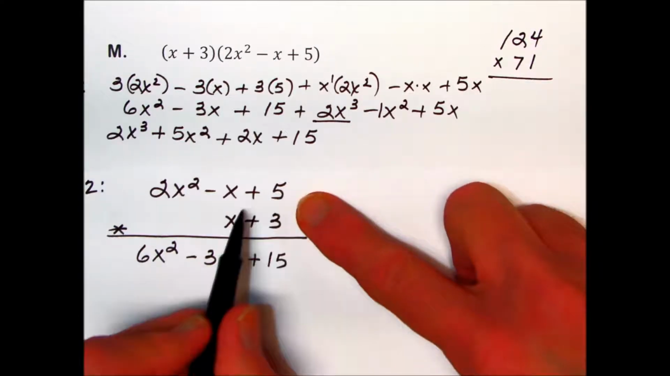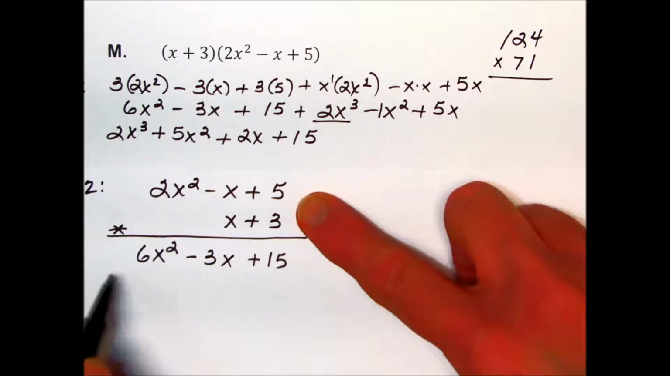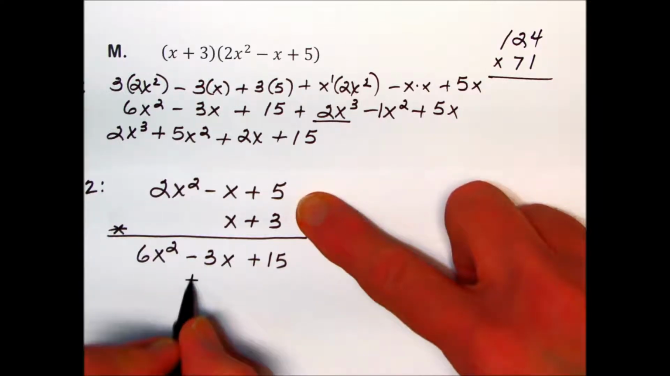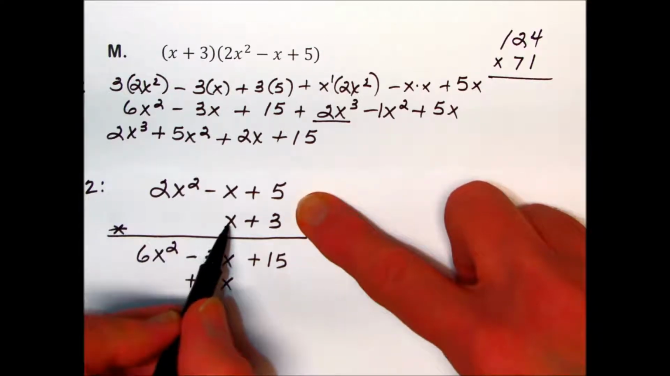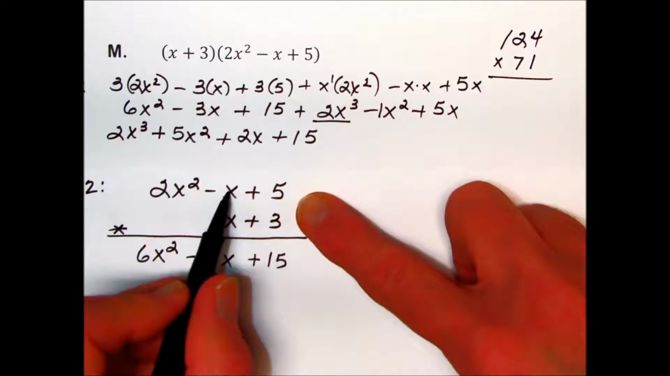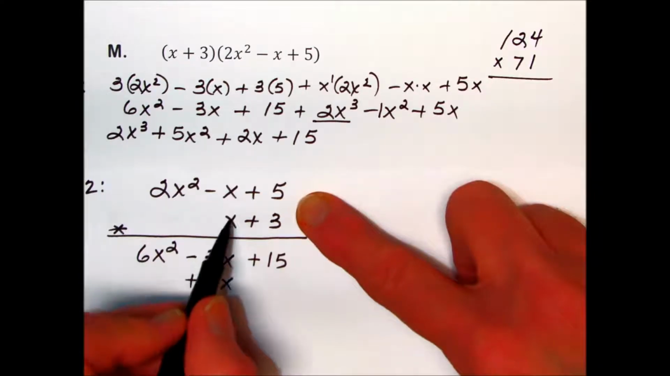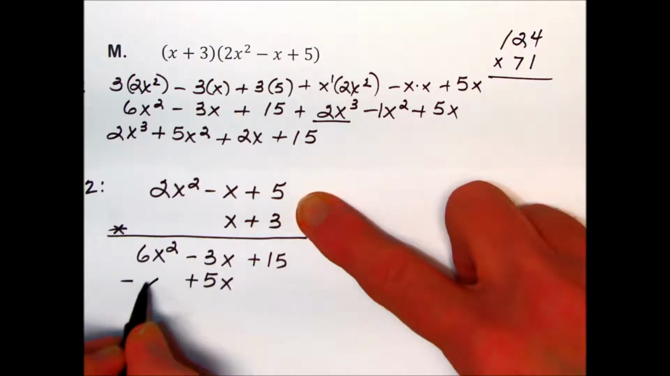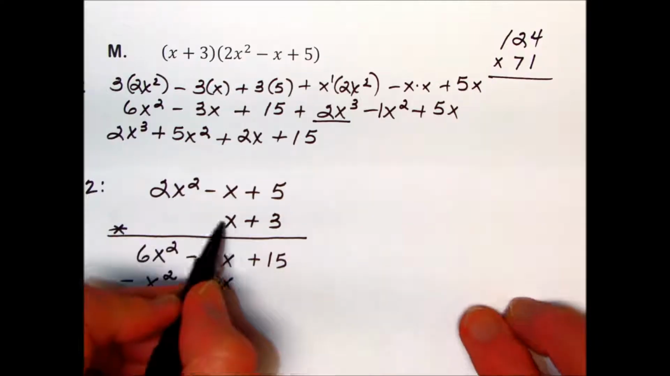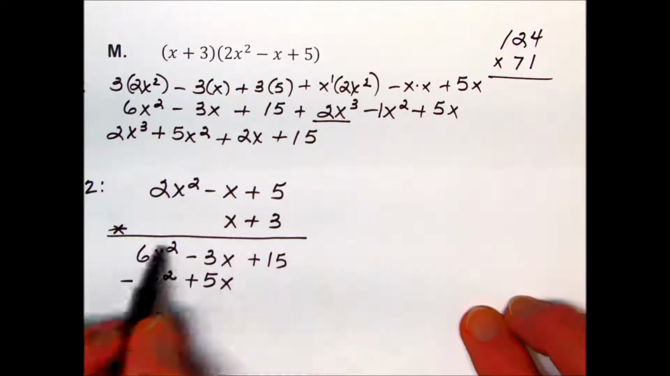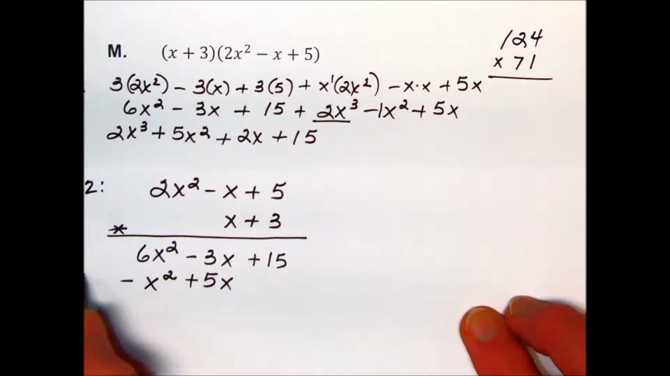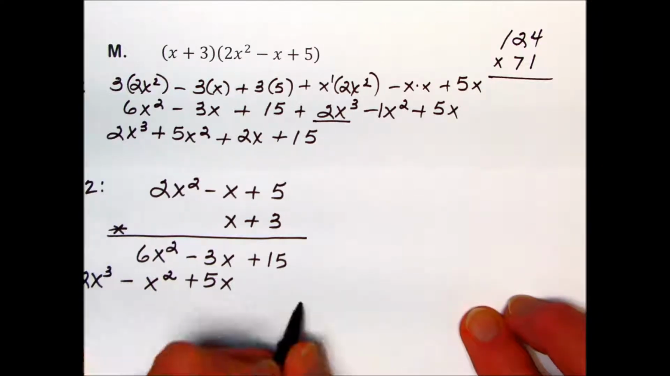X times positive 5 is a 5x. I'm going to line it up with its similar term just to make it easier when it comes to simplifying our answer. Next, we'll take x times a negative x here, which gives us a negative x squared. We'll line it up underneath the similar term. And last, we have to take x times this leading term out here, which is going to give us an x to the 3rd power. I don't have a 3rd power, so I'll stick that out in front. Ultimately, we end up with a 2x to the 3rd power.